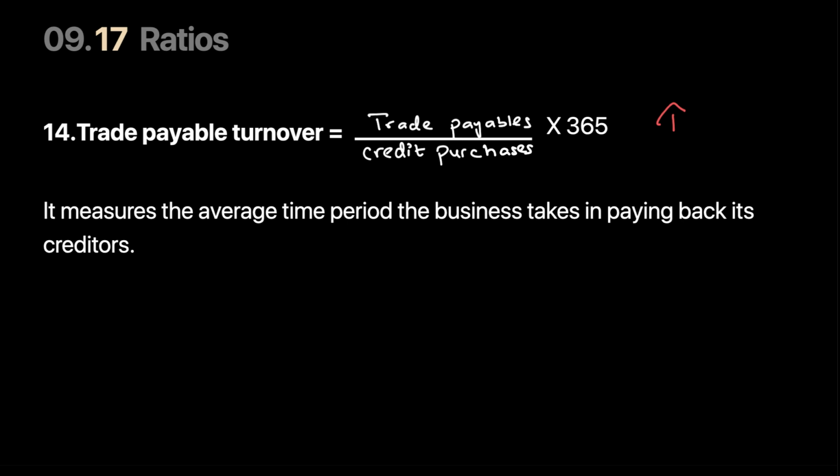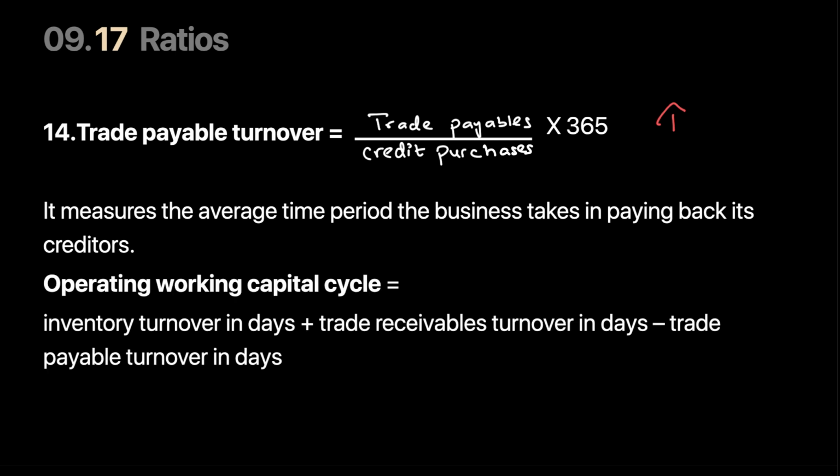So for this, what we also calculate is called an operating capital or working capital cycle. That should look something like this. So we will take inventory days that we've calculated, we will add the trade receivable days and subtract our trade payable days. Now what will that show? So let me illustrate that.